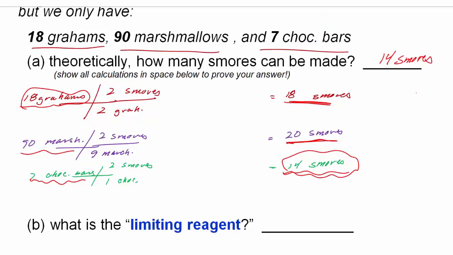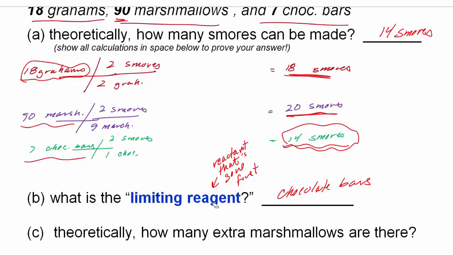Now some terminology. What's the limiting reagent? What determined that answer? Well, the chocolate bars did. So whenever they say, what's the limiting reagent, they're talking about the reactant that's gone first. Which reactant all reacts up first and determines the answer? It's the limiting reagent. It's always a reactant.